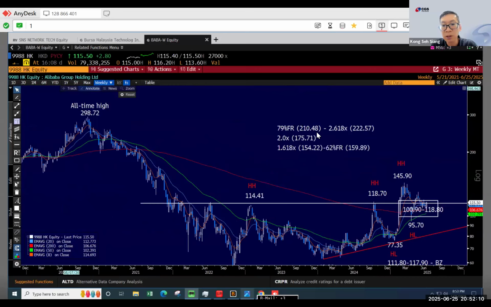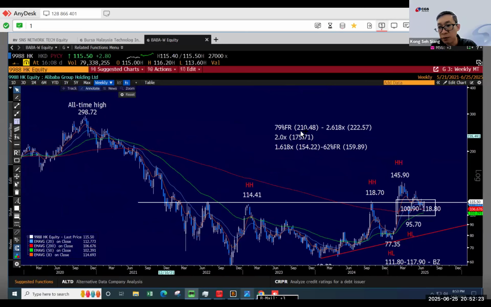Yep. So we have short-term targets close to about 155 to about 160. Slightly medium-term target at about 175. Long-term targets at 210, 220.